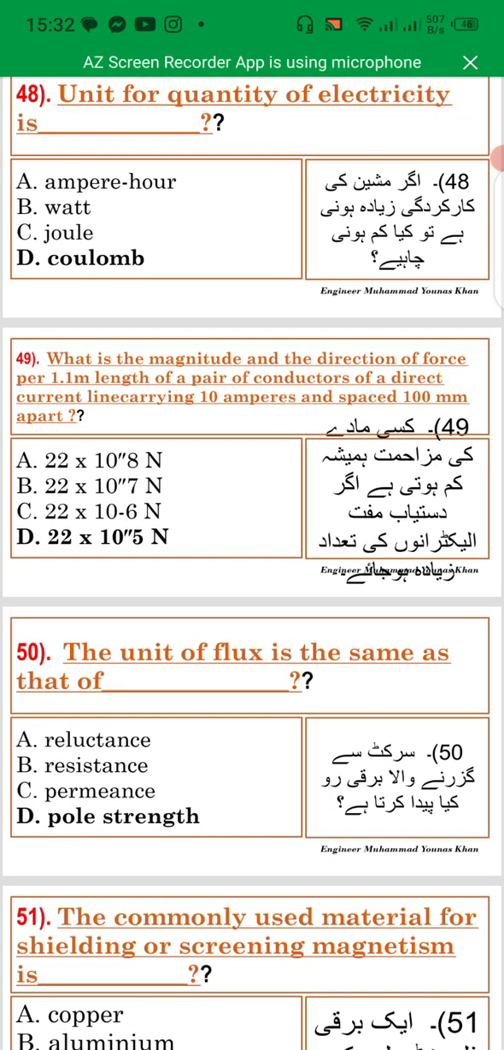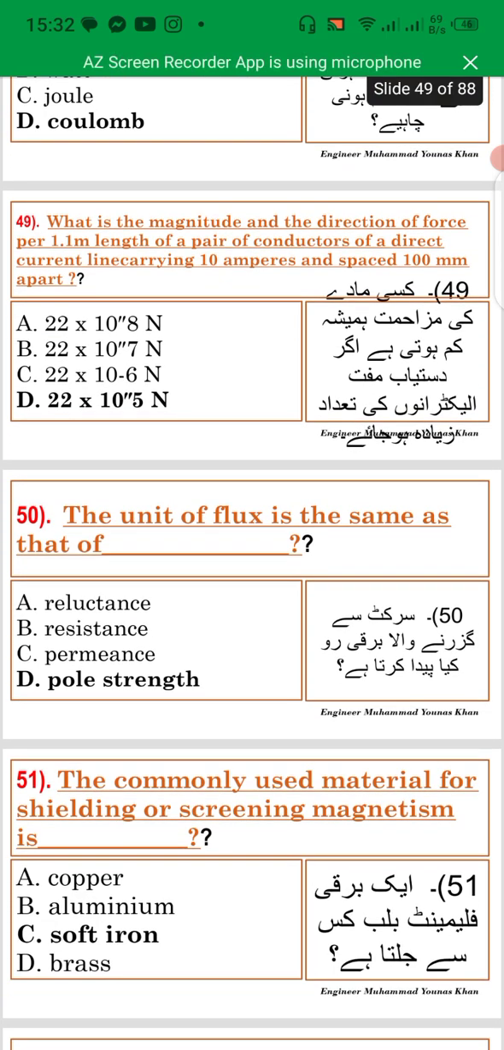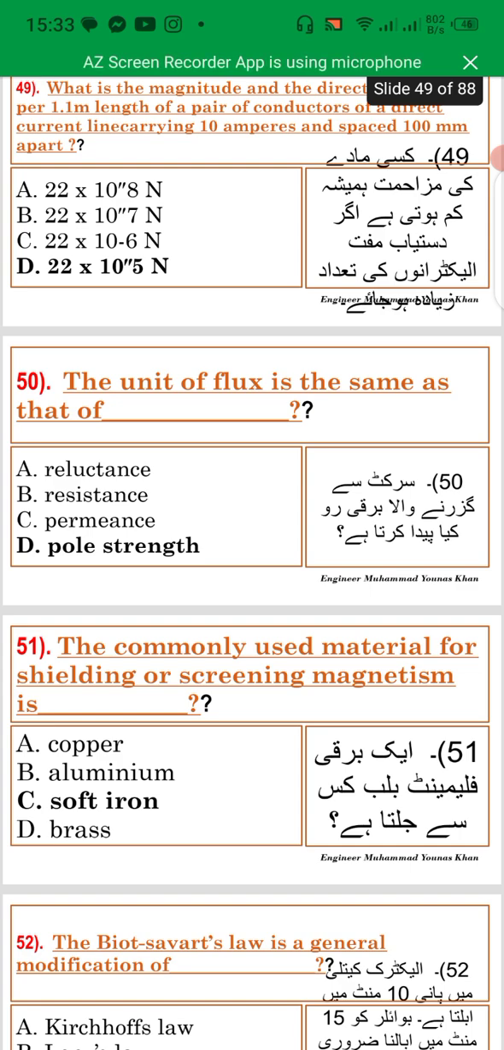What is the magnitude and direction of force per 1.1 meter length of a pair of conductors of a direct current line carrying 10 amperes and spaced so millimeter apart, × 10 power 5 Newton? The unit of flux is the same as that of pole strength.